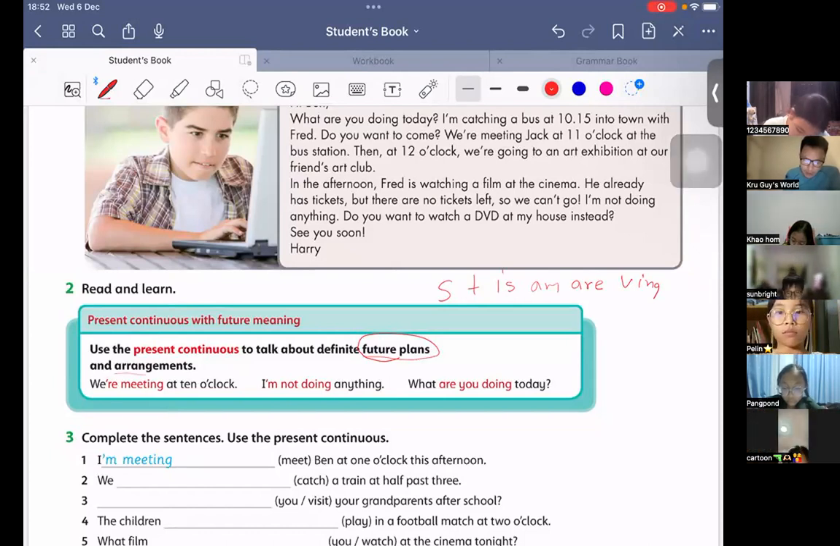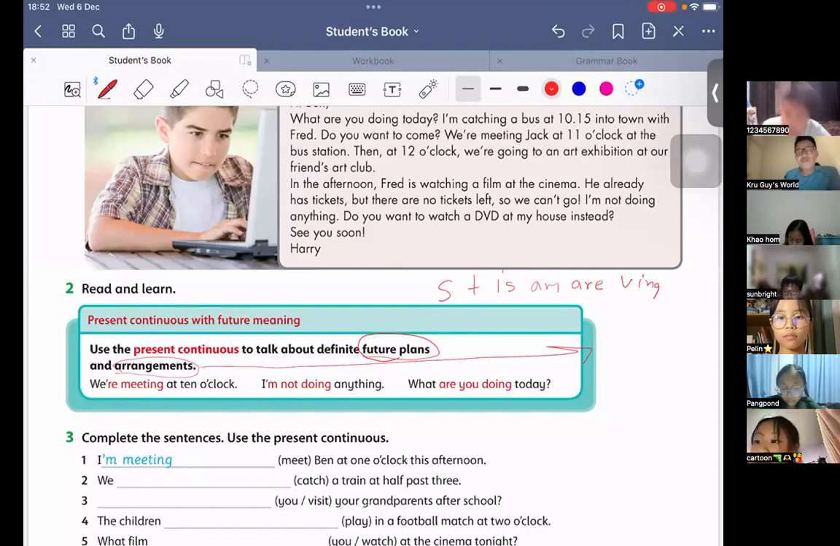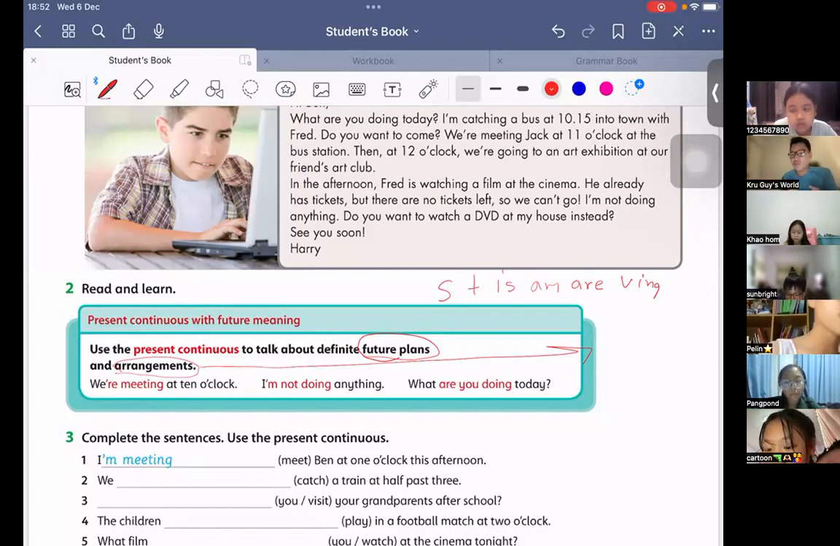Future plan and arrangement. What is an arrangement? Arrangement is kind of like your schedule on your schedule book. Like on Friday, I'm going to meet my teacher on Friday. So that's what we call arrangement. Okay. So this is about future plan and arrangement.